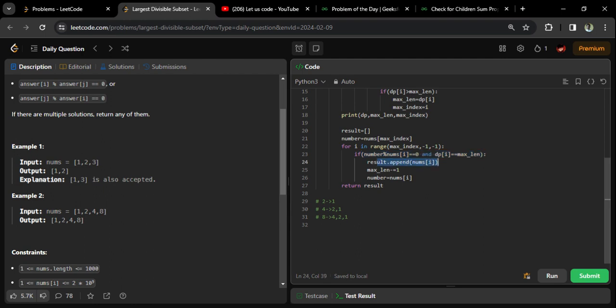Then reduce the max length by 1, because we are going to go in a reverse way. Okay, I am starting at 2, I will go back to 1. Similarly, I am starting at 8, then I'm going to go to 2. So definitely dp of 4. Okay, I will just quickly run and show you.